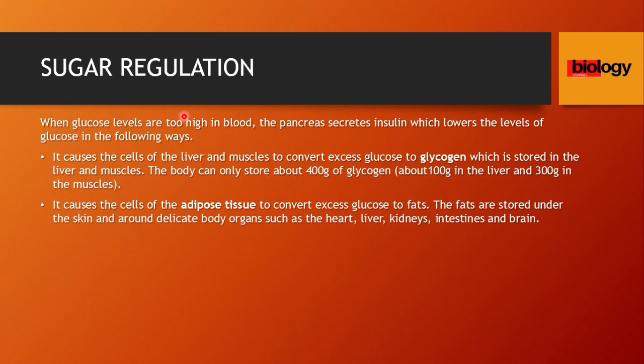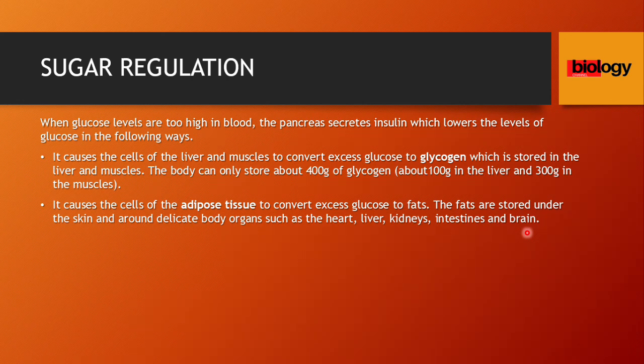The second thing that insulin will do is that it will cause the cells of the adipose tissues to convert excess glucose to fats. Now the fats are stored under the skin and around delicate body organs such as the heart, liver, kidneys, intestines, and the brain. Now if you pause the video at that diagram which I showed you of the skin, we've got the adipose tissue.